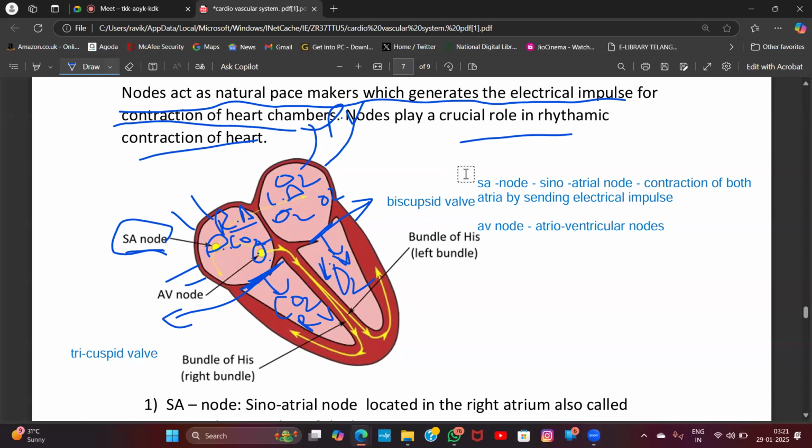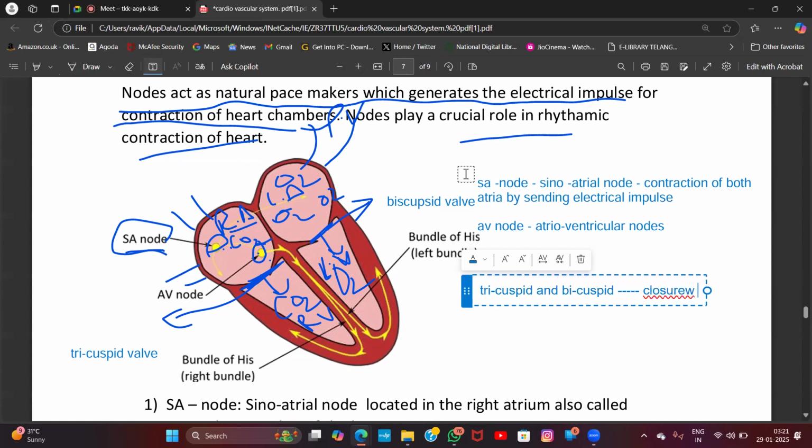Okay, now the closure of these valves. Which valves must and should close? Tricuspid and bicuspid valves close. The closure of tricuspid and bicuspid valves causes a sound. What is the sound? It produces a sound called lub.